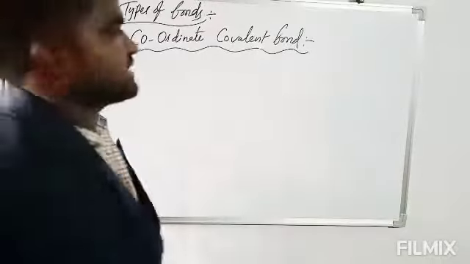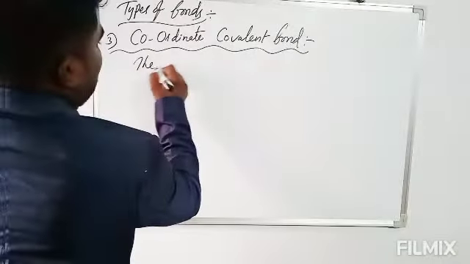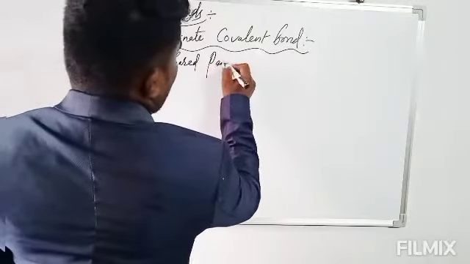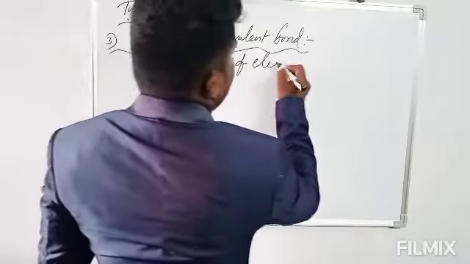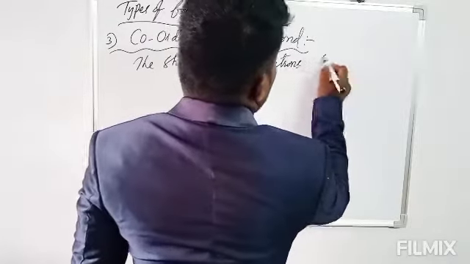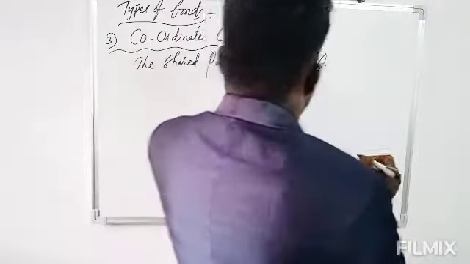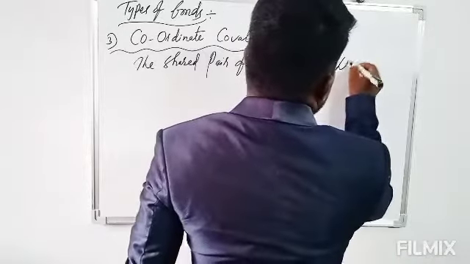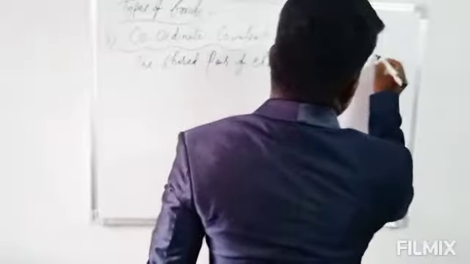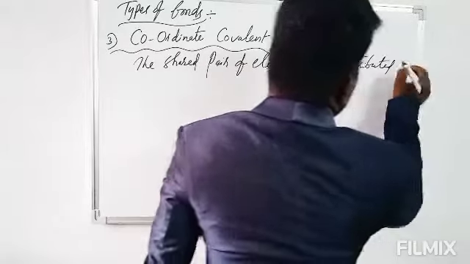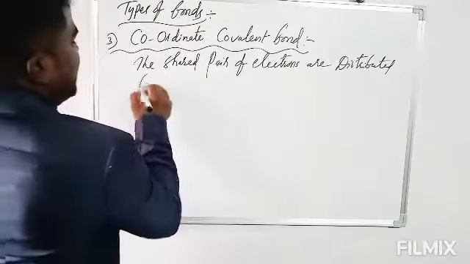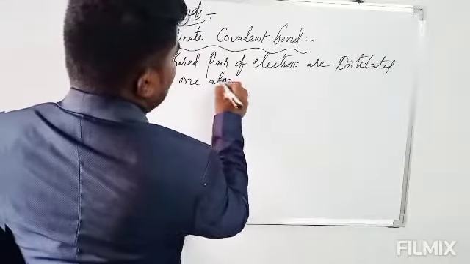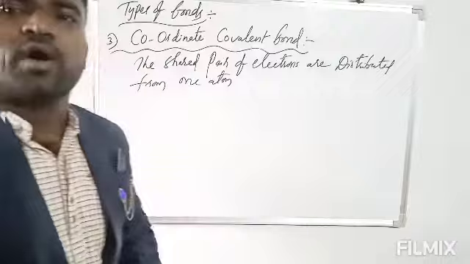What is the definition for this? The shared pair of electrons contributed from one atom only is known as a coordinate covalent bond.